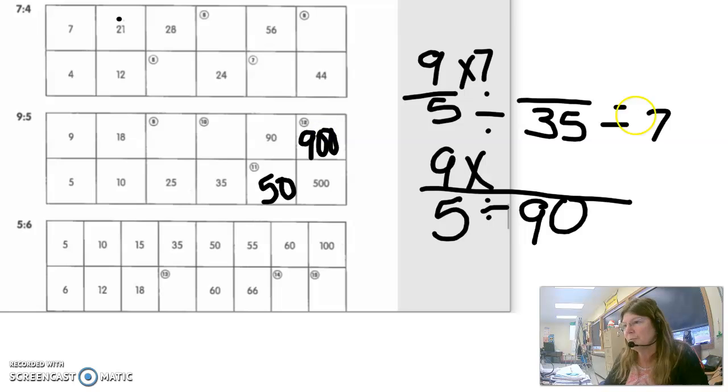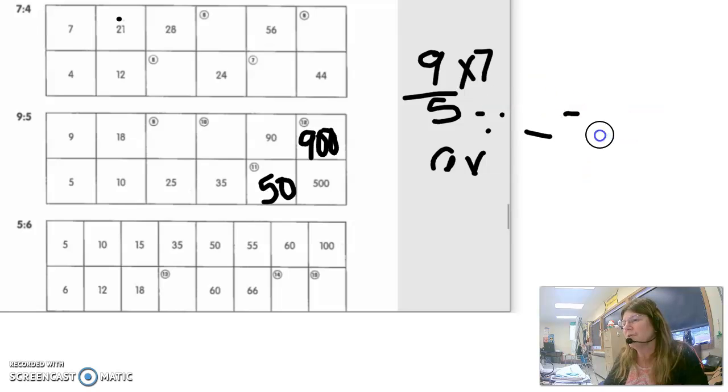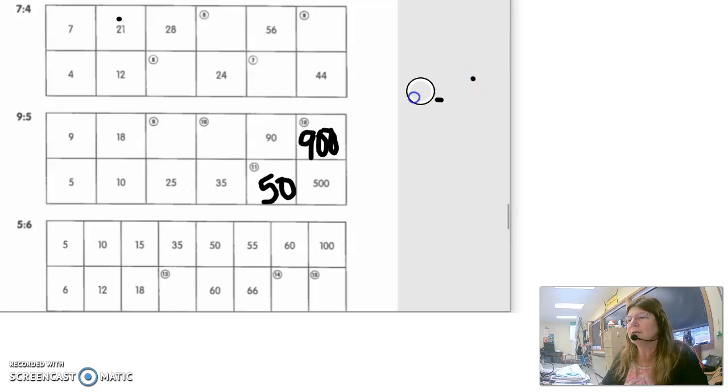So this is actually going to be 50, and our next box over is 900. Some of these you'll be able to just do right off the top of your head if you remember your multiplication and your division facts. Multiplication is the easiest way to do this, and division, to me, is the easiest way to do ratios.